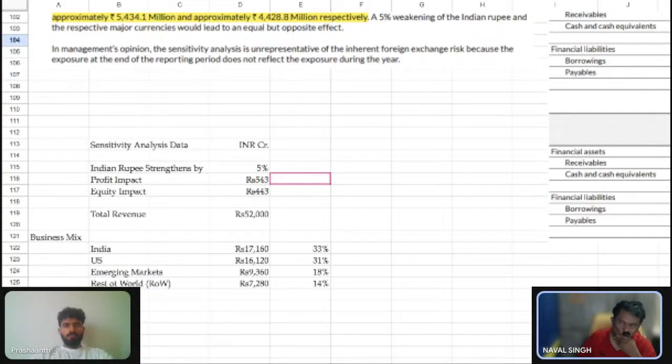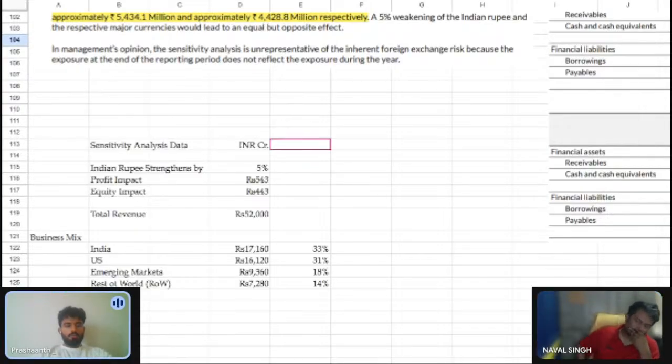Of course, it hurts them because two thirds of the money comes from abroad. So it hurts them a bit. But okay, let's see. Actually, it's good. The Indian rupee will never strengthen by more than 5%. Please go ahead.